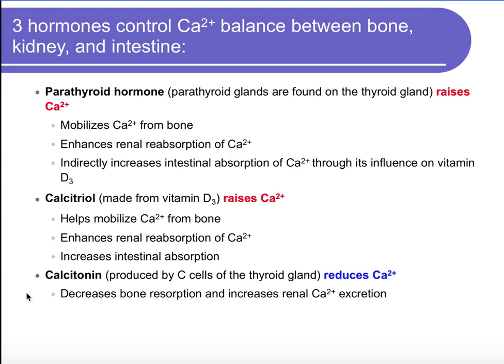So here's a summary of those three hormones. So we have our parathyroid hormone, our calcitriol, and calcitonin. Okay, so parathyroid hormone and calcitriol raise calcium. Calcitriol, by the way, is made from vitamin D3, and calcitonin reduces calcium. And calcitonin we talked about earlier when we talked about the thyroid glands. Remember those C cells? We said C cells release calcitonin, which has to do with calcium.